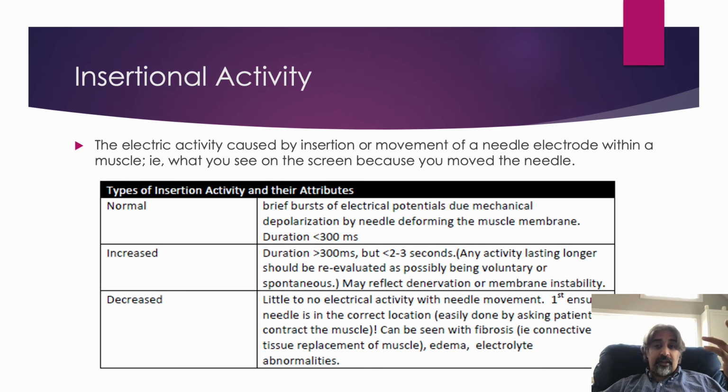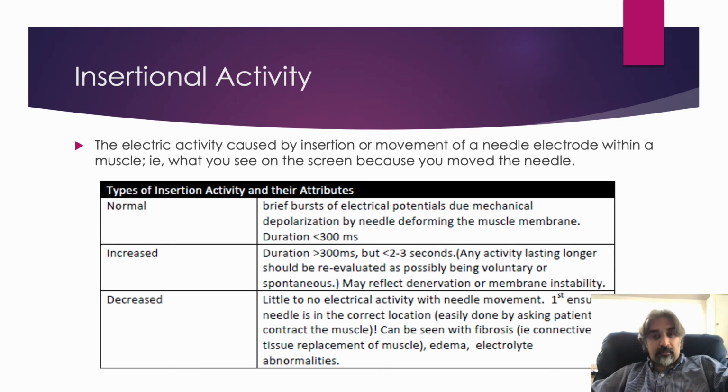In addition to voluntary activity, we also document insertional activity, which is anything that happens when we move the needle. There's three things that can be documented. One is normal insertional activity, which will have a duration of less than 300 milliseconds. Increased insertional activity, which is greater than 300 milliseconds, but not sustained. And decreased, usually that's when the needle is not in a muscle and you're actually in some other kind of tissue.